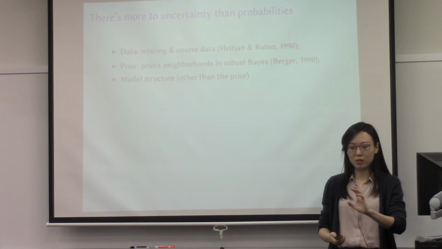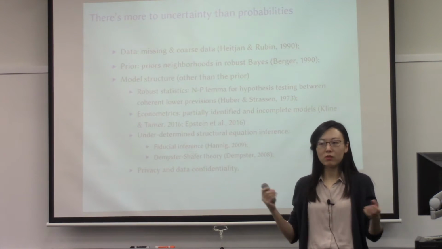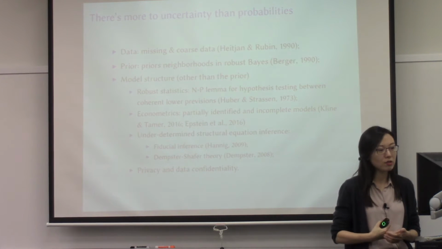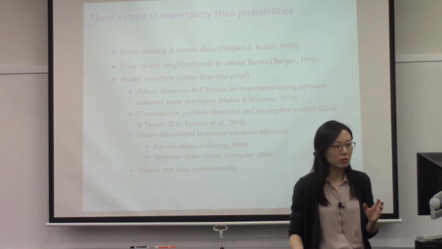Those are the kind of uncertainty that we really would like to express faithfully. And once you're happy with the idea of using sets of probabilities to express uncertainty, you can do a whole bunch of things, which includes relaxing the model structure that you're working with.